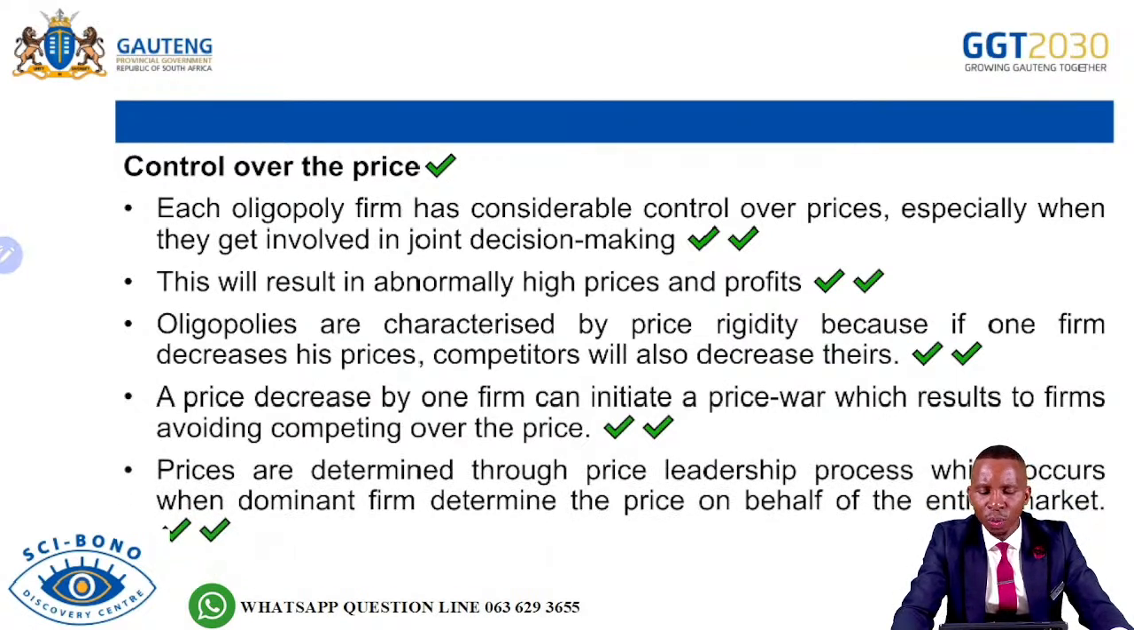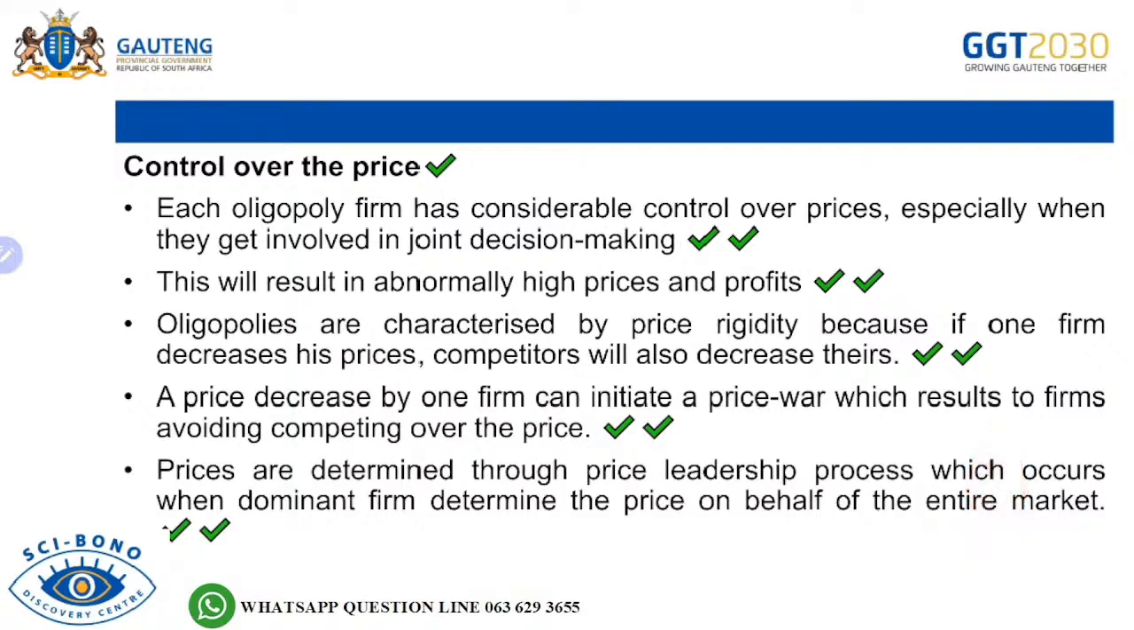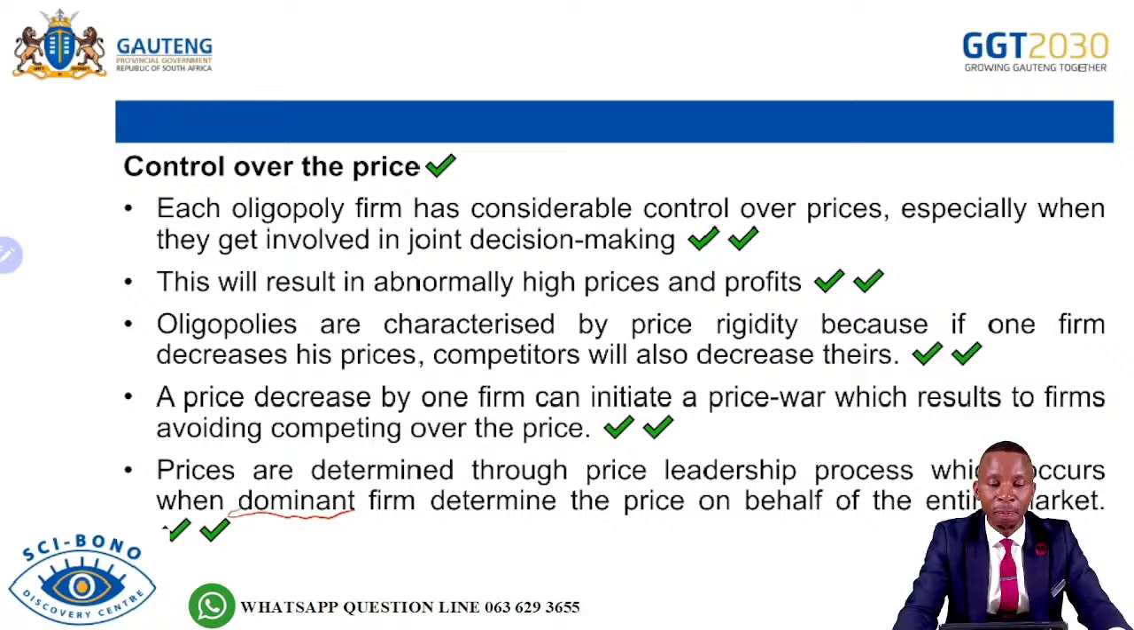Prices are determined through the price leadership process, which occurs when dominant firms determine the price on behalf of other firms. So you need to keep this in mind. Not only a dominant firm can determine the price, also a firm that is very good at understanding market signals can be the price leader in the market, even though it's not a dominant firm. Remember, a dominant firm is a firm that has about 32% market share and above within the entire market.